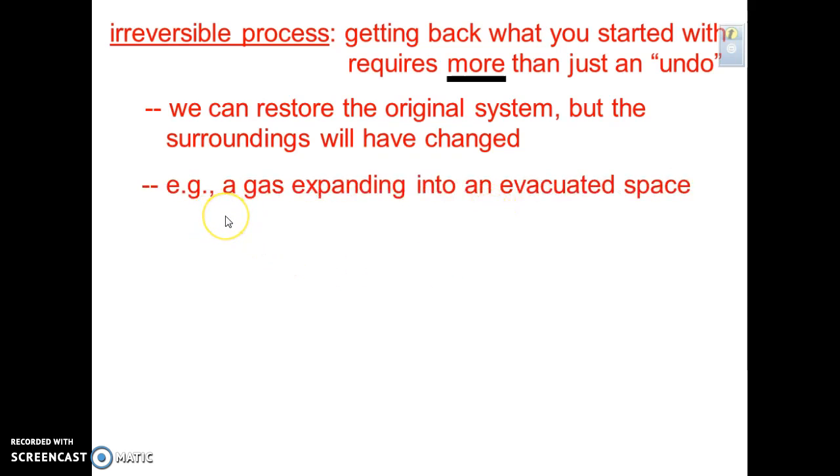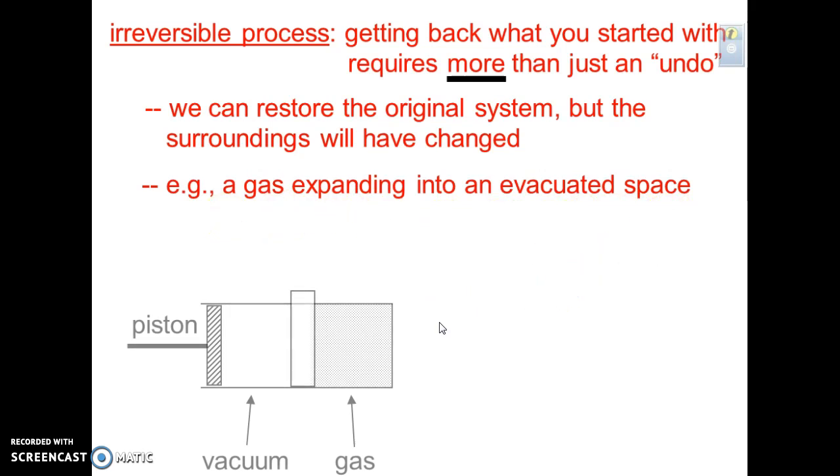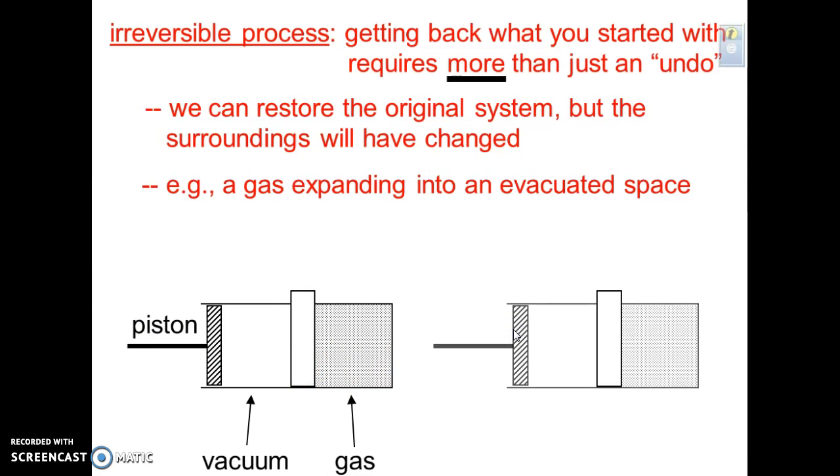So, for example, I'm going to give you a real easy example. If a gas expands into an evacuated space, here's a piston, here's a vacuum, here's gas. Let's pull the piston back. There we go. We just lifted it up. So now that gas expanded into this space, right?